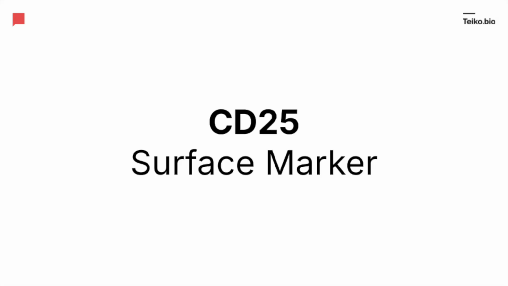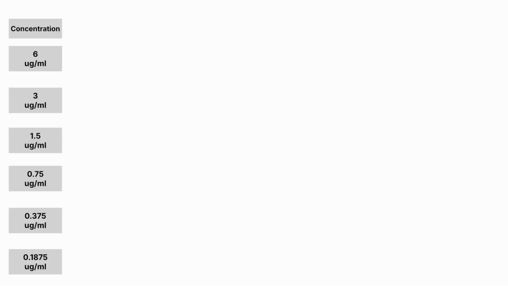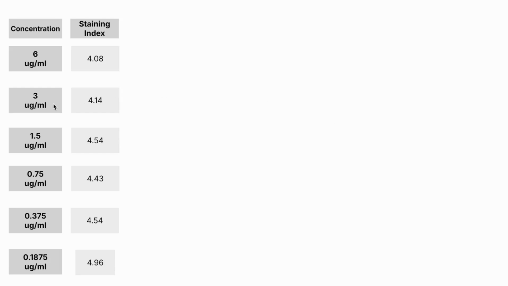So starting off with our surface marker CD25, we started with calculating the staining index at each of the 6 concentrations. And looking across the staining index, you can see that they're all pretty similar across all of these concentrations. Although 0.1875 micrograms per milliliter had the highest one, we want to look at all the other factors since this isn't going to be a distinguishing feature.